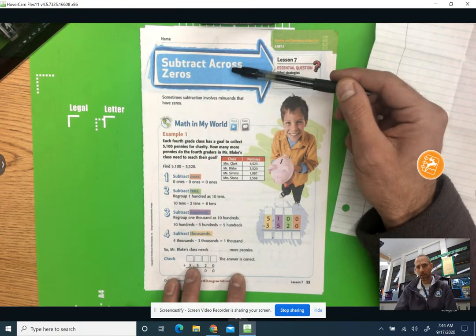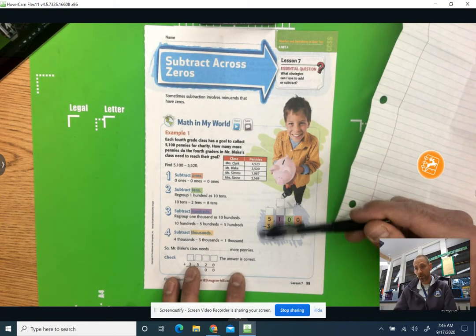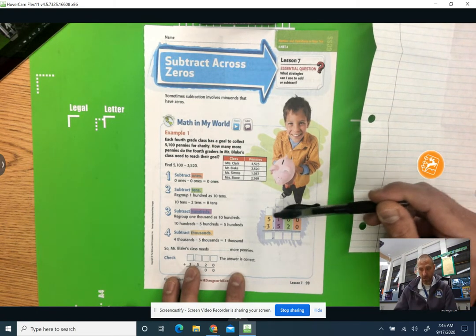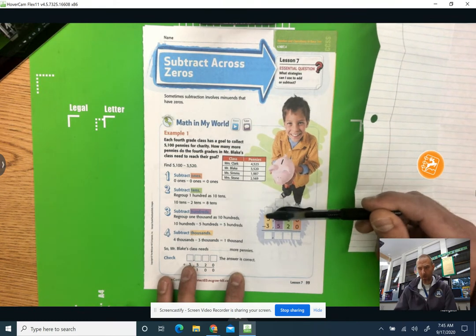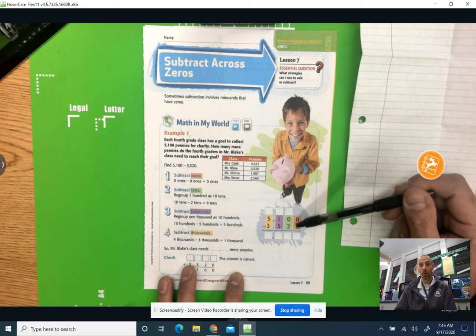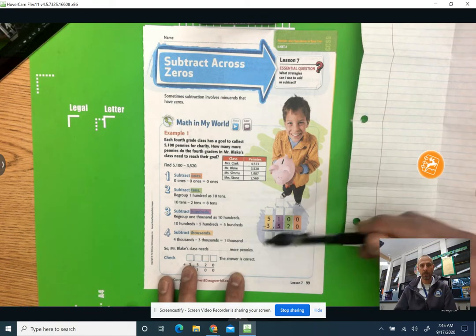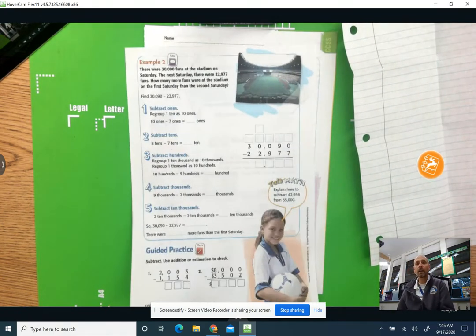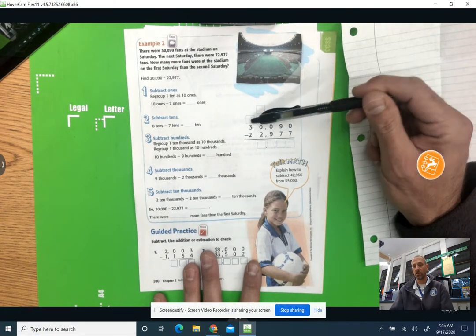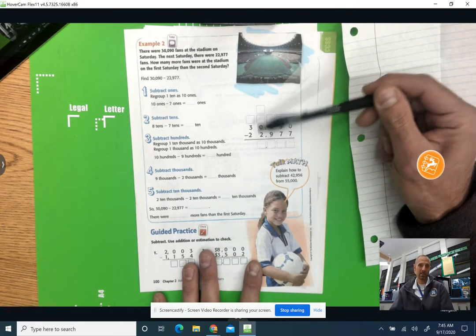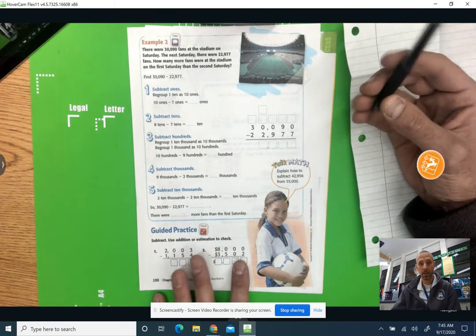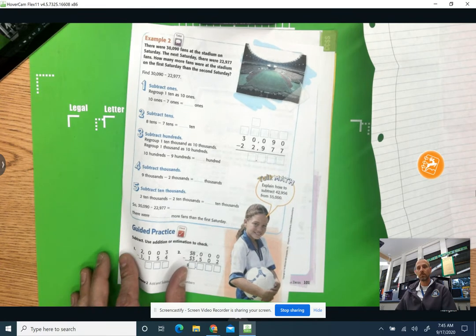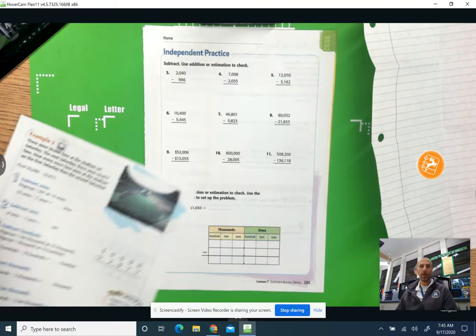Okay, so we are subtracting across zeros. We're recognizing that when we subtract across zeros, it just means that we have a string of zeros as digits in our top number. We're going to have to borrow. In this example, we go to the thousands place. The example on the back, the only difference is it goes into the 10,000s place, the two numbers that we are subtracting.